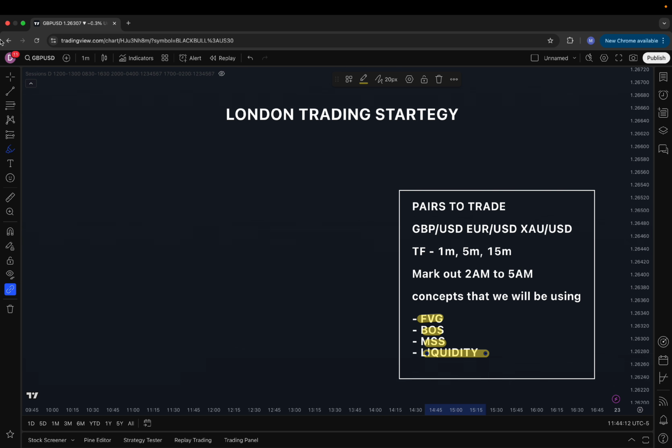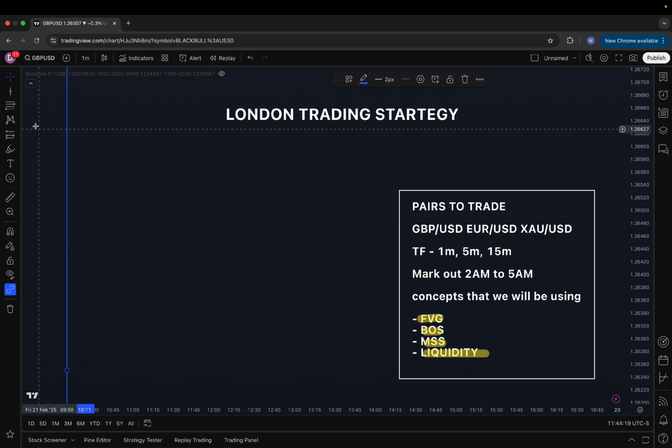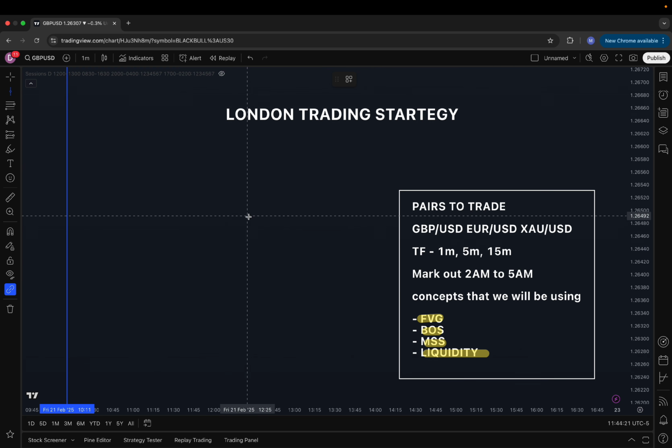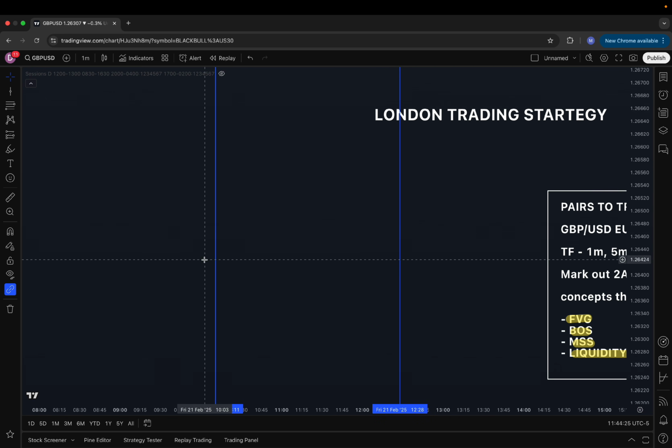Now let's get started. The first thing I'm going to do is mark out 2 a.m. till 5 a.m. So let's pretend this is the 2 a.m. candle and this is the close of 5 a.m. We're not worried about anything that happens here. We're more worried about what happens during 2 till 5. So let's mark it out.